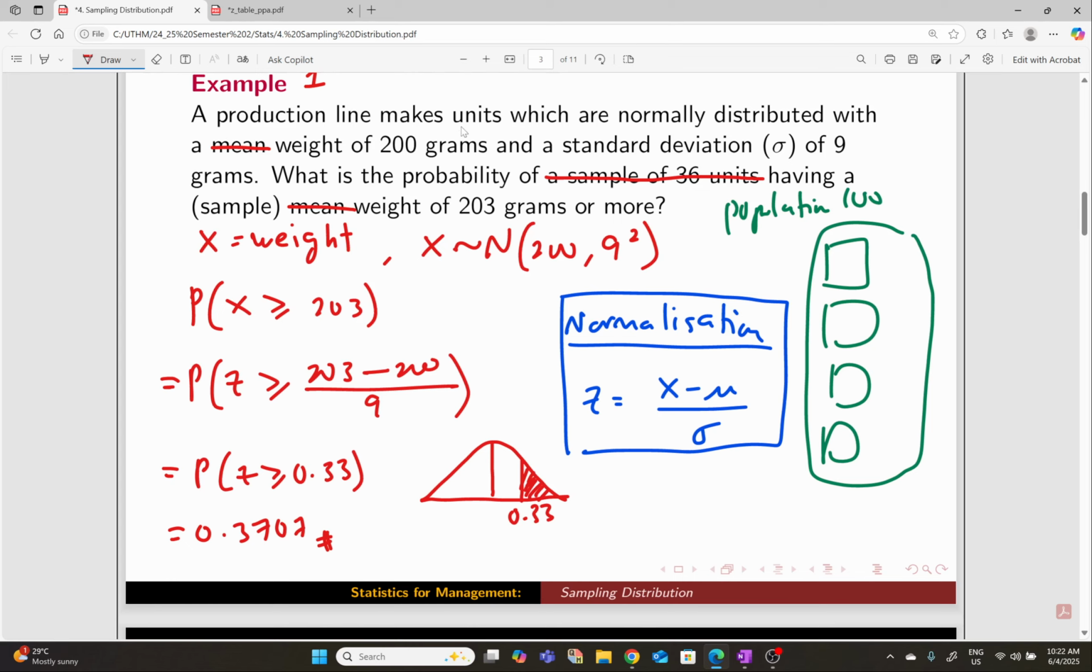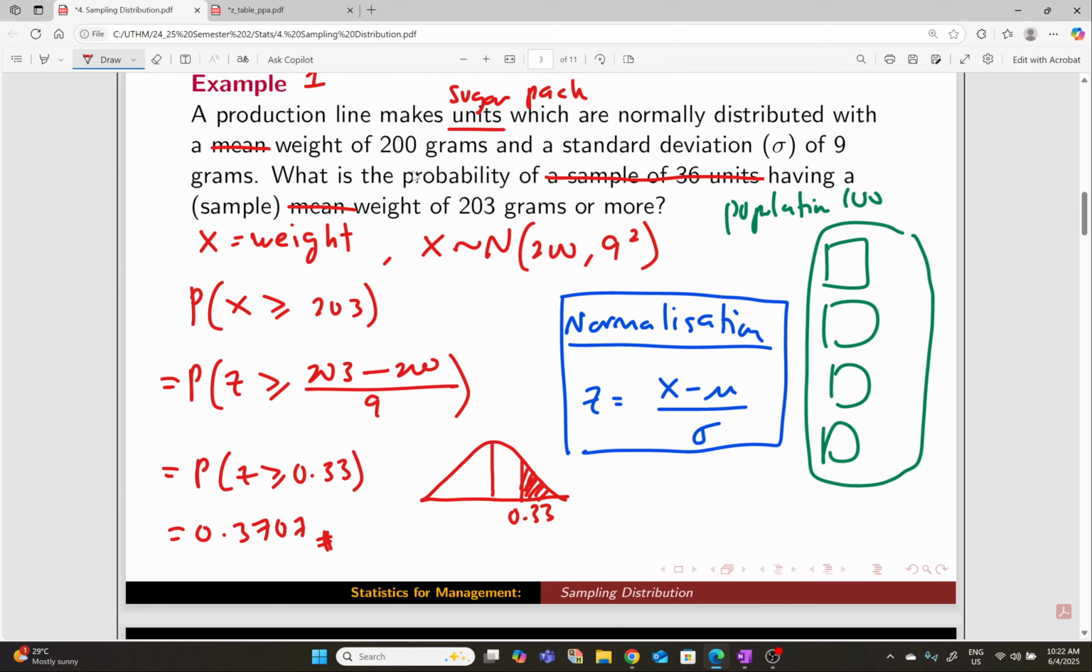A production line makes units which are normally distributed with a weight of 200 gram and standard deviation 9 gram. What is the probability of having a weight of... okay, this is the question we did before, more or less. So it means if you have 100, say 200 gram, and let's say the unit is a sugar pack.